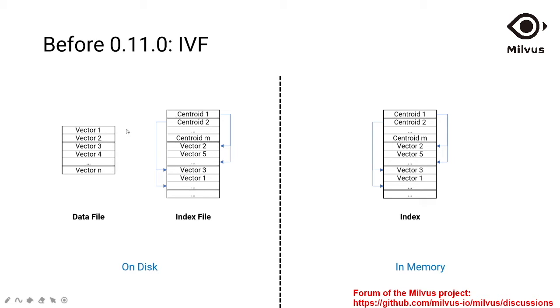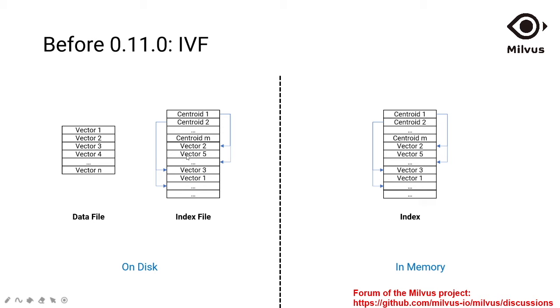The index file shown here is an IVF index. It consists of two parts. The first part is the collection of centroids. The number of centroids is defined by the index parameter nlist. Every centroid has two pointers, which point to the beginning and the end of the inverted list.